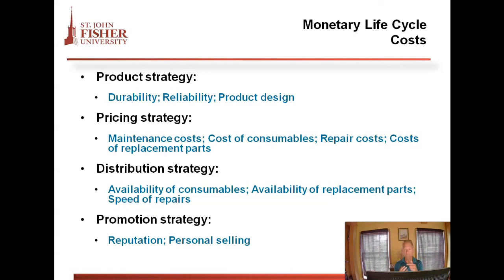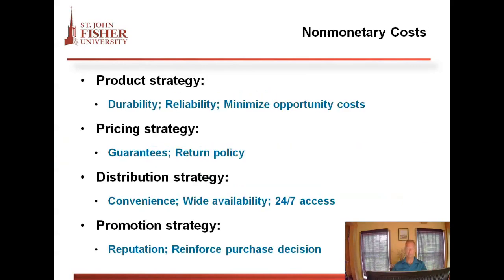But there's consumables that you use for the different types of skin that you have. So your availability of consumables that go into that product, if they're widely available, then your monetary life cycle costs are less. And then, of course, your promotional strategy and how your brand looks year in and year out to you and to others along that. And then finally, your non-monetary costs, which again is your durability, your guarantees, your return policy on your pricing strategy, your availability and your distribution strategy, and your reinforcement of purchase decision in your promotion strategy.